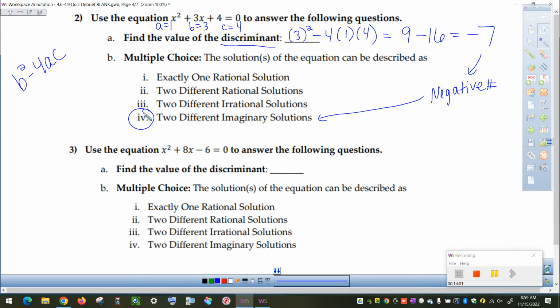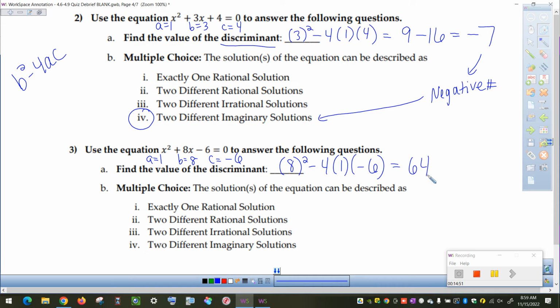All right, the next one here, number 3, this is at the top of the back side. And here we're finding the discriminant again. So this is where a is 1, b is 8, and c is negative 6. So I always like to start in the same way, just identifying a, b, and c. This time, when we do b squared minus 4ac, we have 8 squared minus 4 times 1 times negative 6.